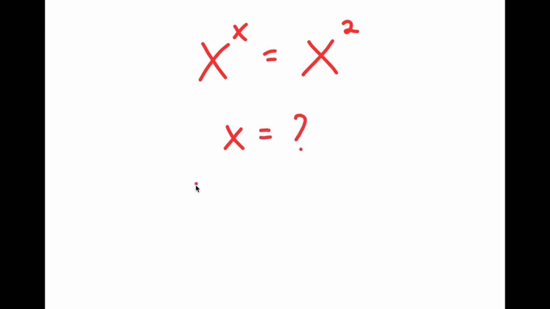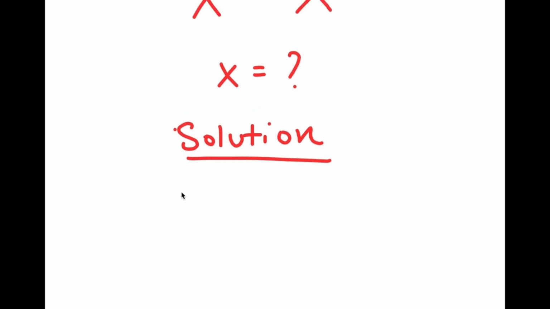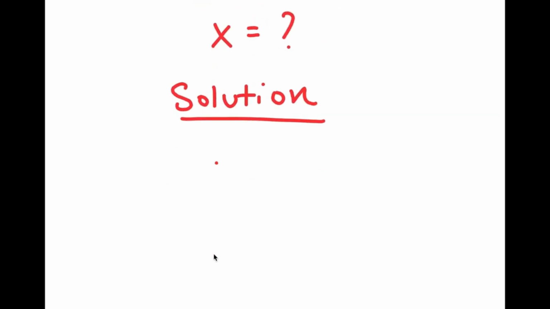Alright, so for this video, I'm going to be solving the equation x to the power of x is equal to x to the power of 2. So my only variable in this equation is x, so that's what I'm going to be solving for. And now for my solution. I'm going to rewrite this problem down here so I have a little more solving space. So my equation is x to the power of x is equal to x to the power of 2.